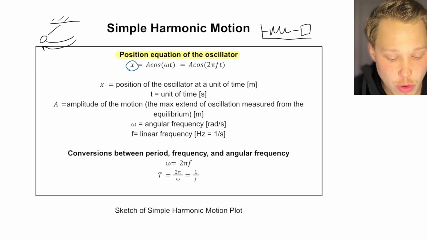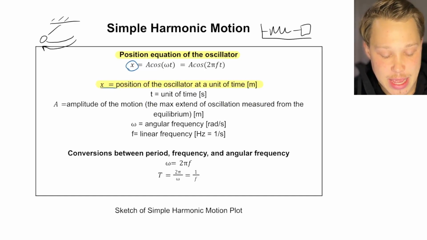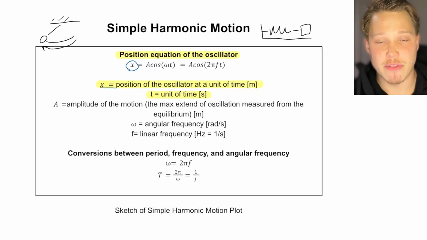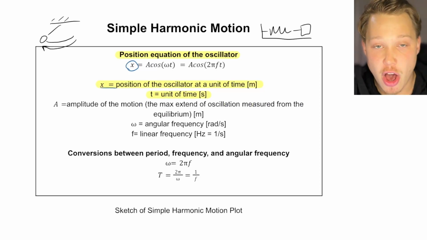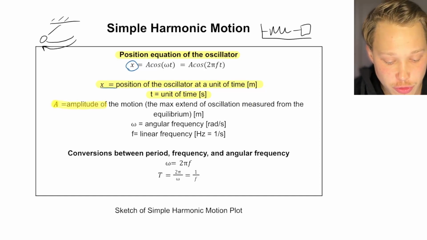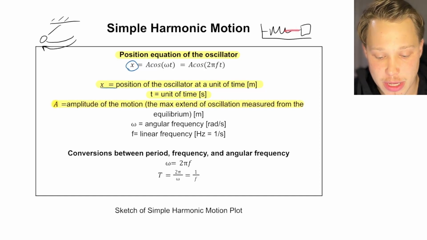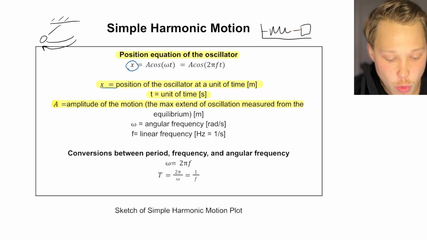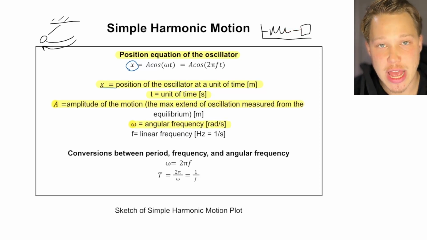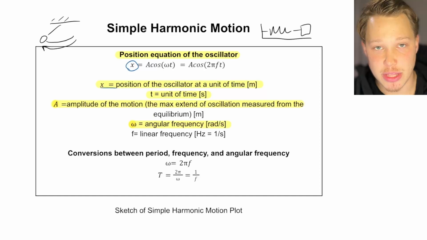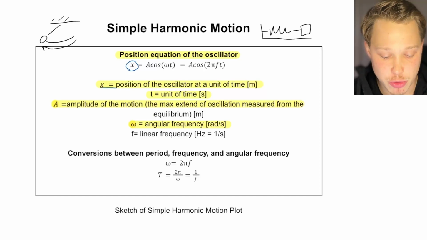So x would represent here the position of the oscillator at the unit of time t. So we basically have an equation here that describes position as a function of time t. The other variables that are involved here are the amplitude of the motion. This is the maximum that, for example, the spring could be extended. We also have angular frequency, which is how many degrees the oscillator moves per second, or radians per second.